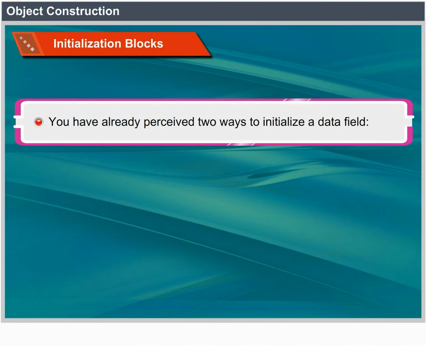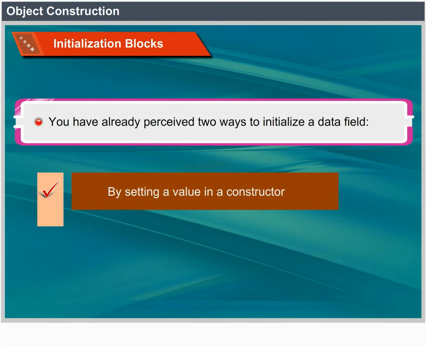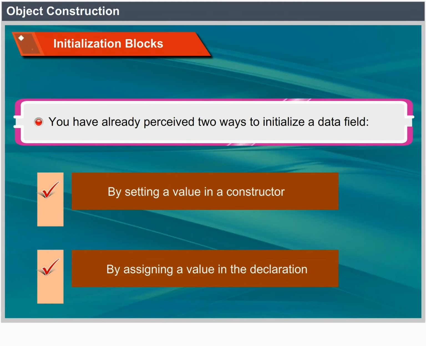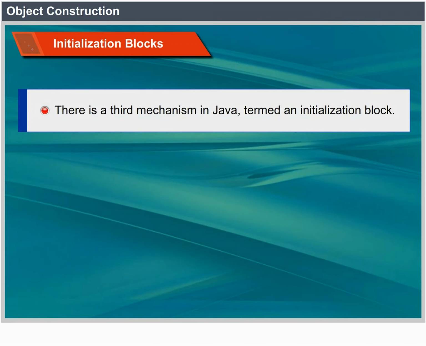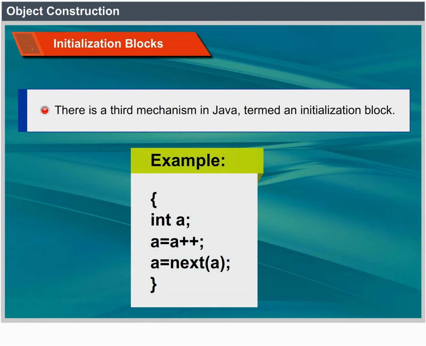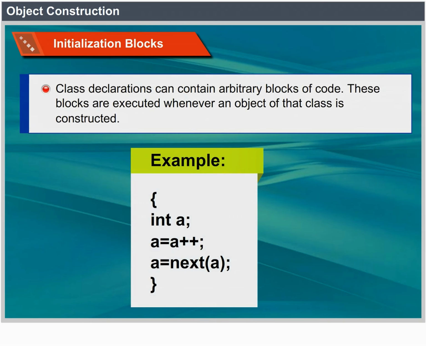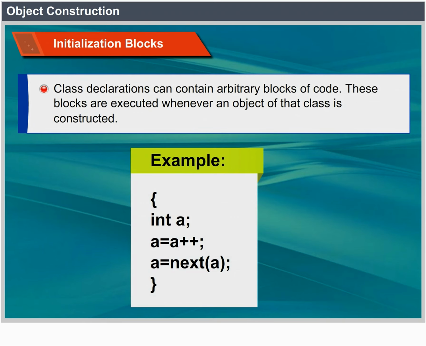Initialization blocks. You have already seen two ways to initialize a data field: by setting a value in a constructor, and by assigning a value in the declaration. There is a third mechanism in Java termed an initialization block. For example, { int a = a++; a = next(a); } Class declarations can contain arbitrary blocks of code. These blocks are executed whenever an object of that class is constructed.